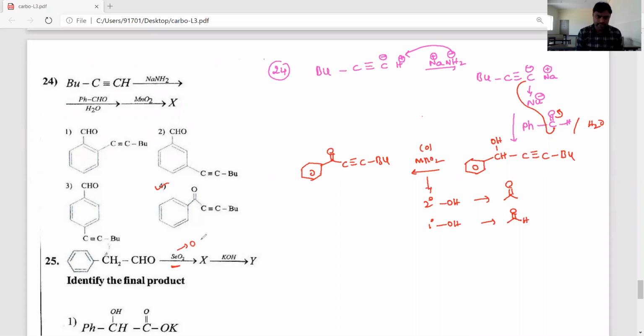SeO2 is an oxidizing agent. It oxidizes the alpha carbon. It oxidizes alpha hydrogens. It oxidizes alpha hydrogen-containing alpha carbon into the C=O group of carbonyl compounds.